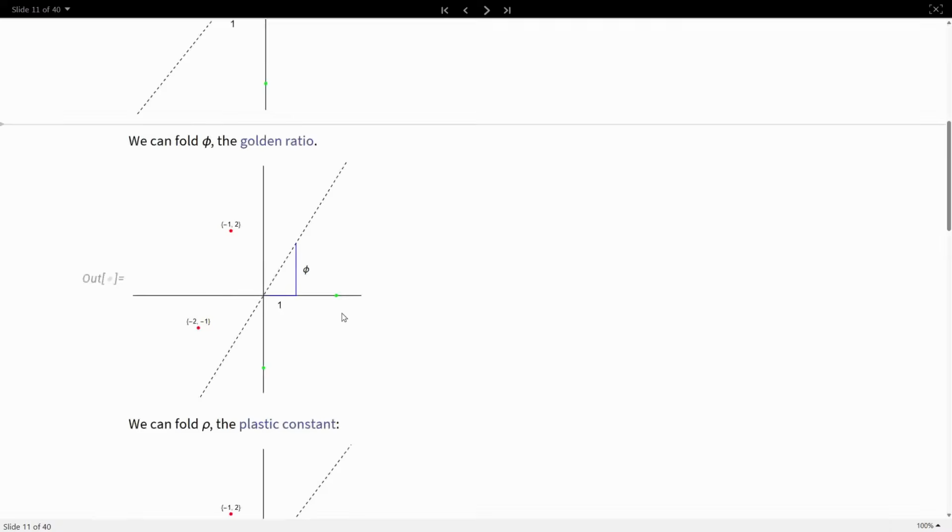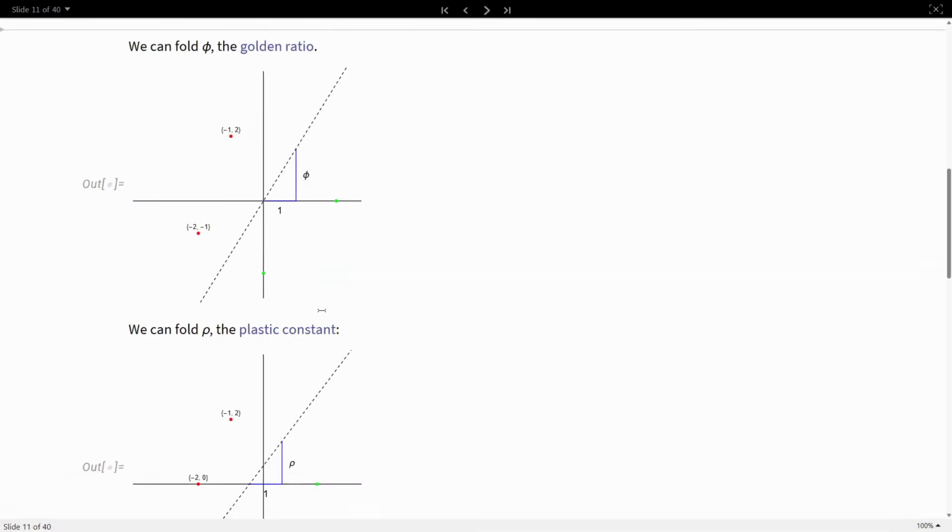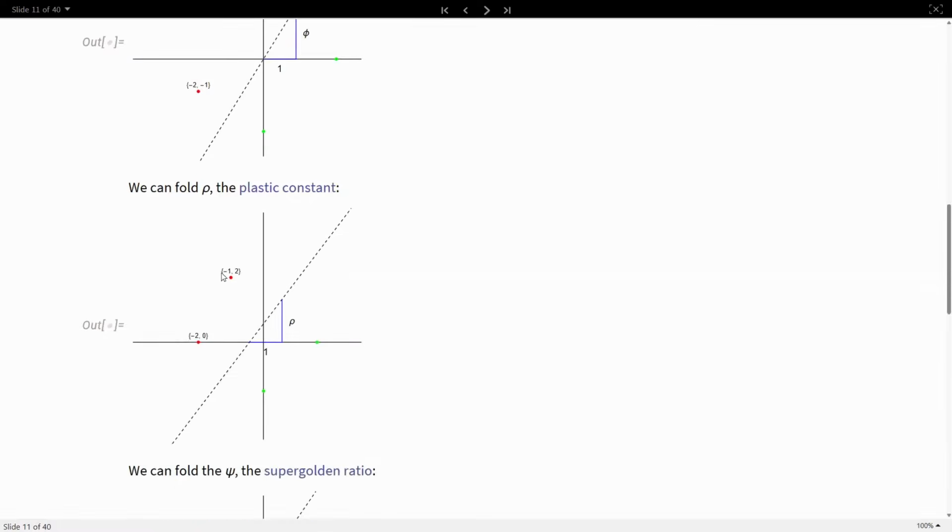We can do another fold with -1, 2, and -2, -1. When those are folded, you get a golden ratio fold, where this line is length 1 and this line here is length the golden ratio. With the points -1, 2, and -2, 0, we get the plastic constant when we make this fold, as shown here.